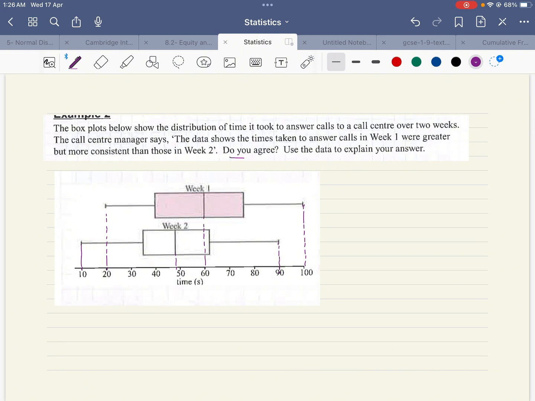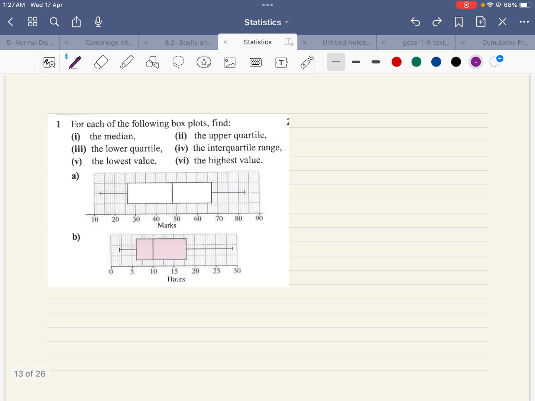It means we don't agree that the timings were more consistent in week 1, because there is less spread in week 2. There is a small interquartile range. If the interquartile range is small, it means the spread is less, and this is the median time. This is the most time during which calls have been answered. This is the most time in week 1. It means that it's not consistent. Consistency is in week 2.